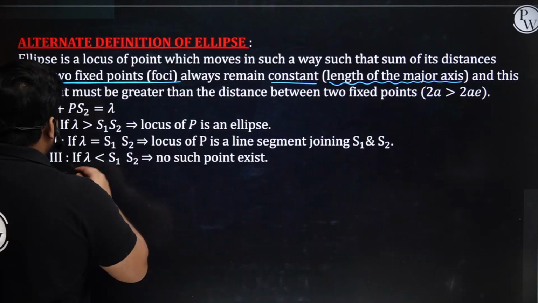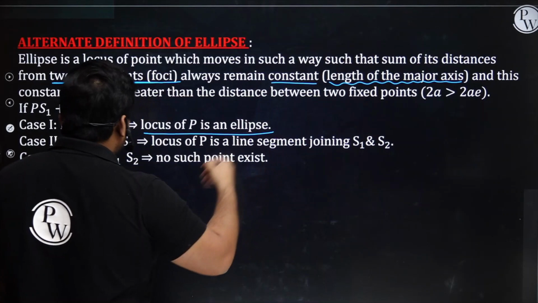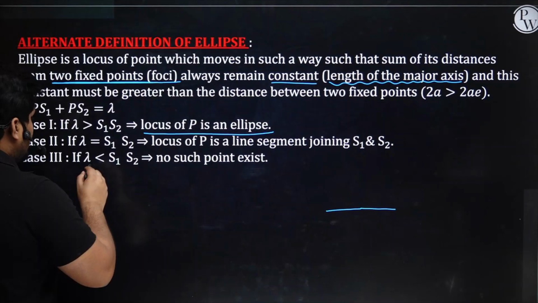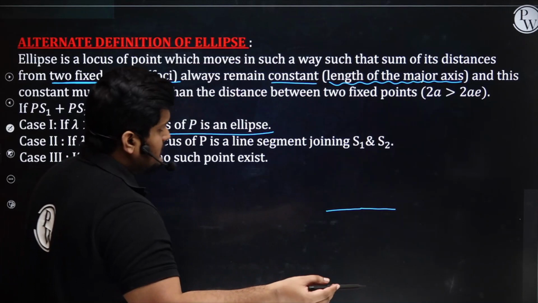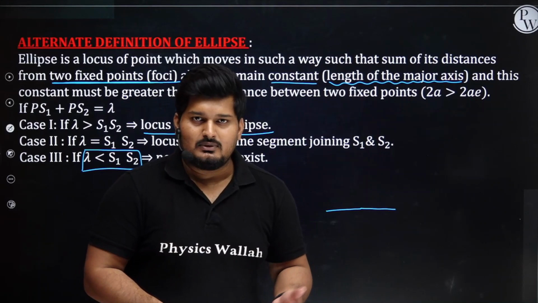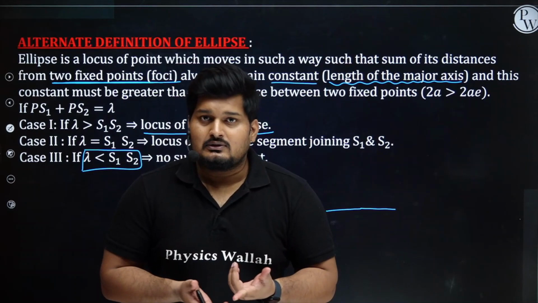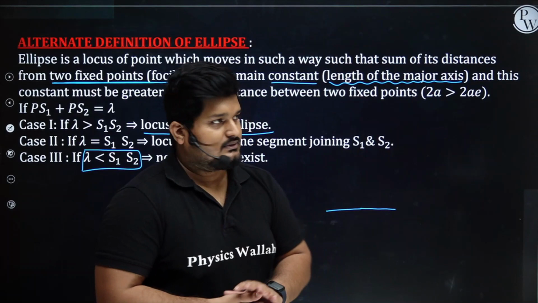So, this is what we have here. PS1 plus PS2 equals lambda. If lambda is greater, it will be an ellipse, right? If it is equal, obviously, it will be a line segment, right? If PS1 plus PS2 is equal to 2A, it will be a line segment. And if lambda is less than S1S2, clearly, that will not form any system because in a triangle, the sum of two sides has to be greater than the third side. So, there will be no such system formed. So, this is what you have to remember for now, that PS1 plus PS2 is equal to 2A, and that is the definition of ellipse. As a property also, the sum of focal distances will always be constant, equal to the major axis. Moving on.